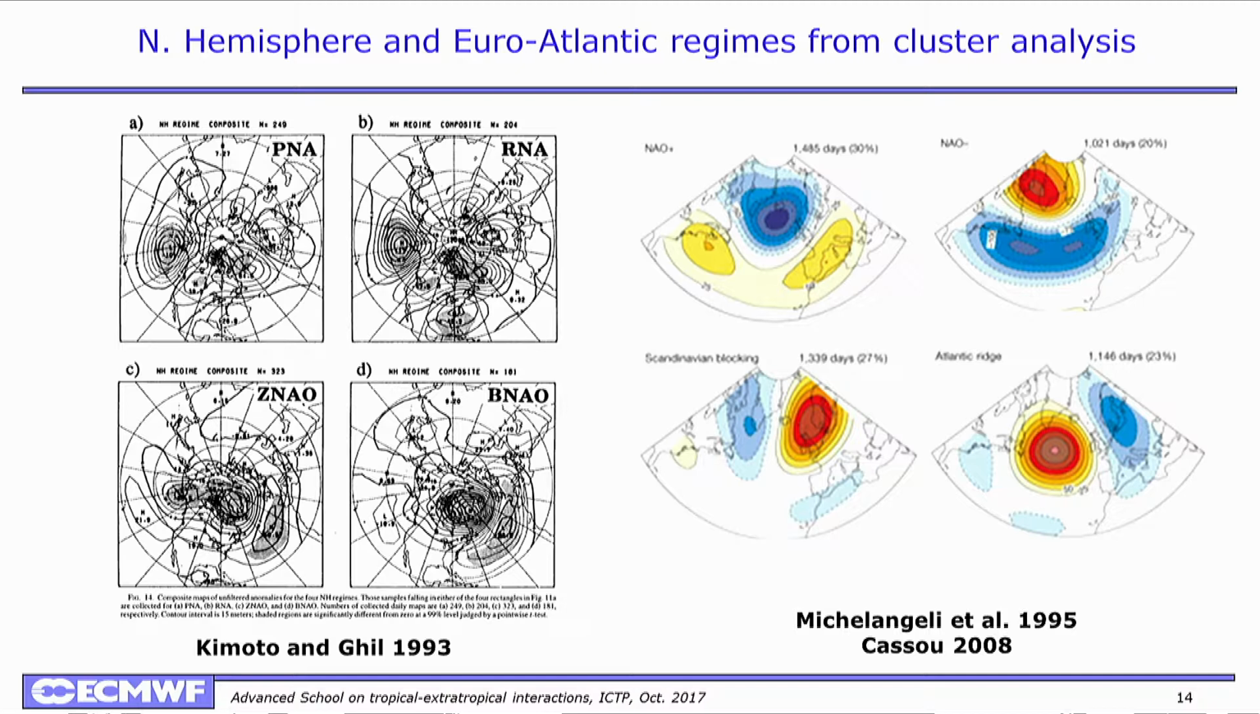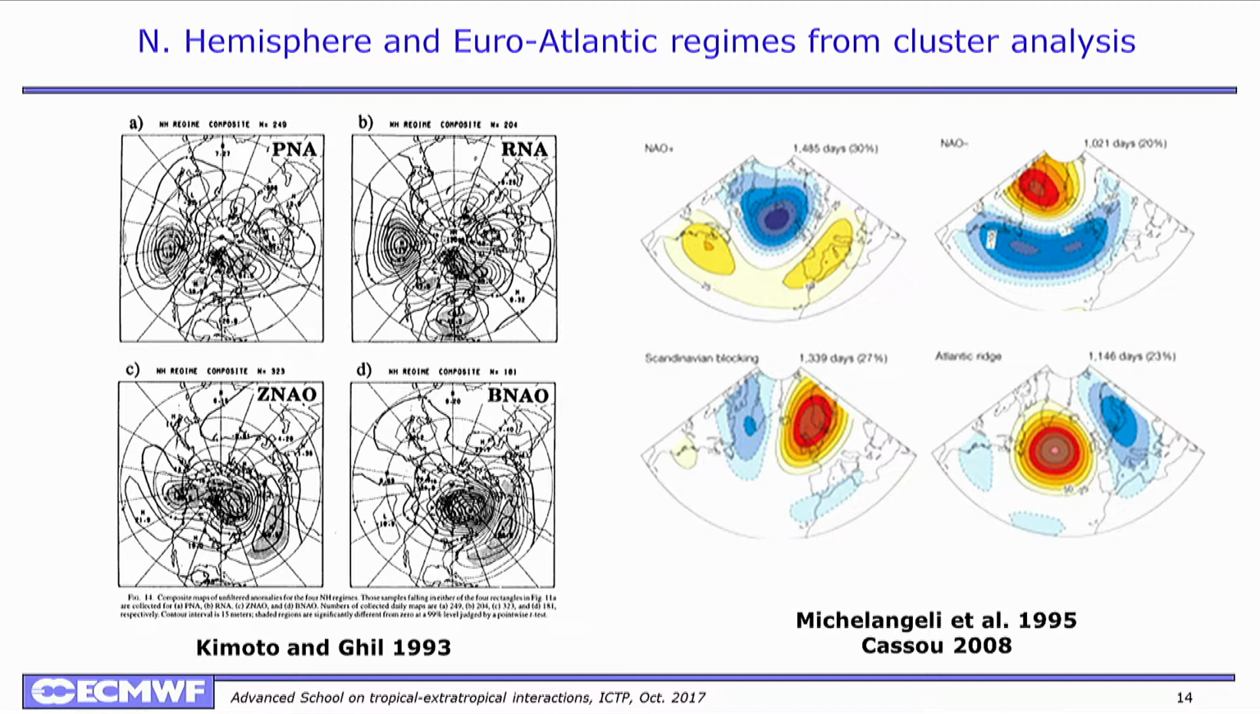Now, when this method has been applied either to hemispheric fields or to regional fields, usually people tend to find 3 to 4 regimes. For example, Kimoto and Ghil in 1993 found 4 hemispheric regimes characterized by different phases of the Pacific North American and the North Atlantic Oscillation patterns. So different combinations will give you these 4 regimes.